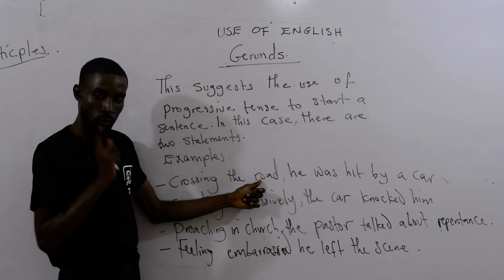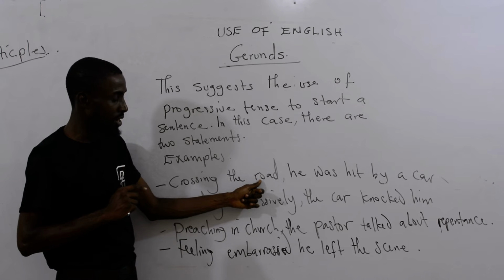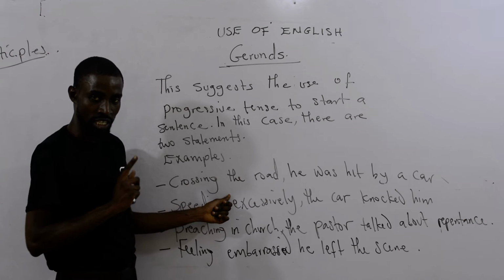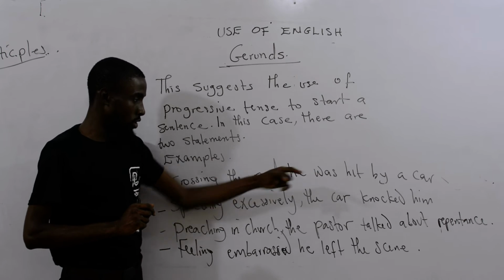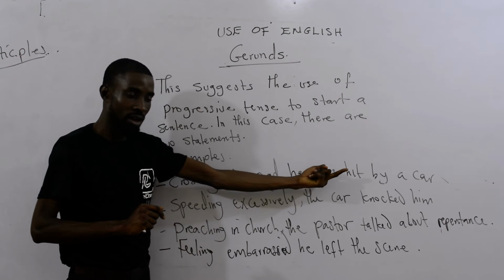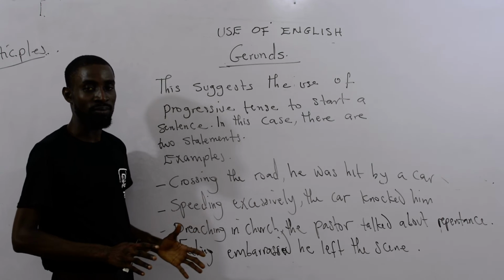Crossing the road. What comes to your mind in the first statement is that it is a human being that is crossing the road. So the human being should complete the second statement. Crossing the road, he was hit by a car. But if you now say crossing the road, the car hit him, that's wrong.